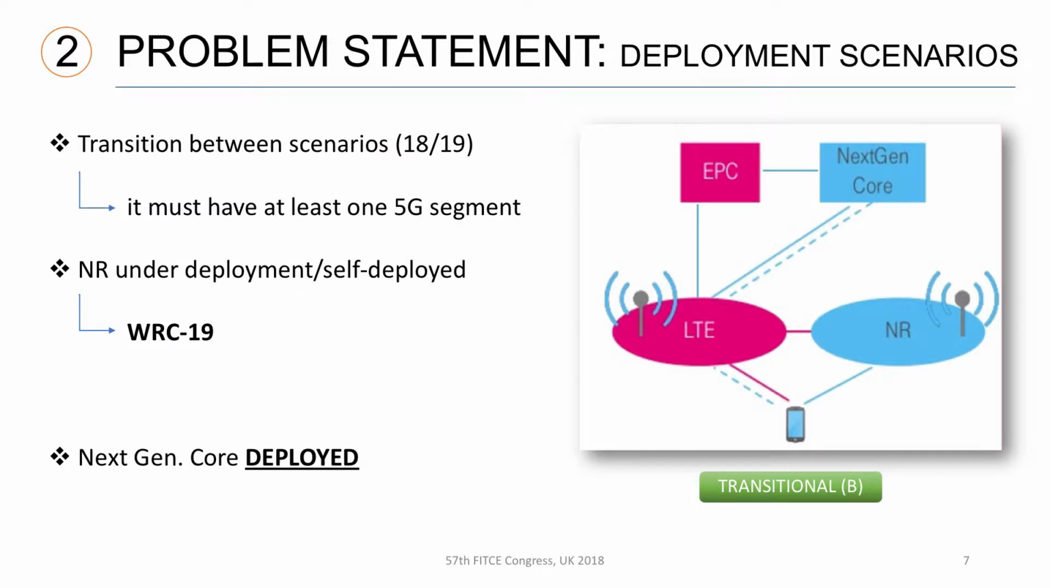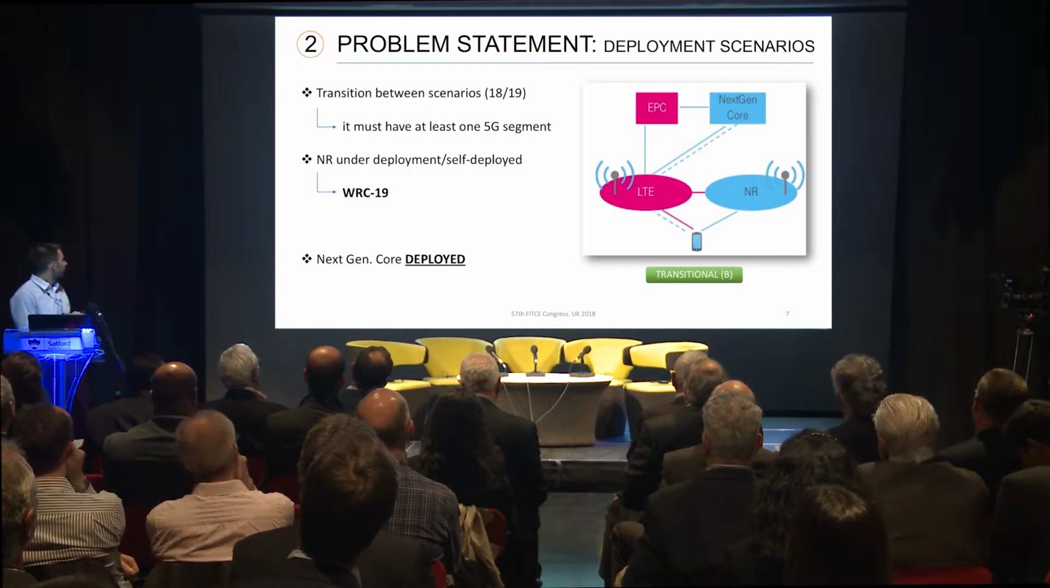I assume that the new radio will be under development or just self-deployed, not at all, because the World Radio Conference, which is being held in 2019, will target these new bands, these higher millimeter wave bands. So new radio, which includes those bands, will be self-deployed. And the next generation core will be deployed, or at least that was the very first assumption from which I will depart. This is the schematic representation of scenario B. New radio that is being self-deployed will in some way assist the LTE radio, but it will not be fully deployed.